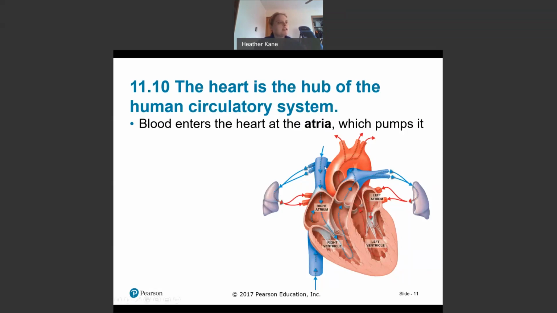And so the blood comes into the heart. So this is the pulmonary circuit. The blood comes from the body right here into the right atrium, and then that blood moves from the right atrium into the right ventricle. The blood then moves from the right ventricle out through, sorry, these are the pulmonary arteries. And these arteries are going to then move the blood through to the lungs.